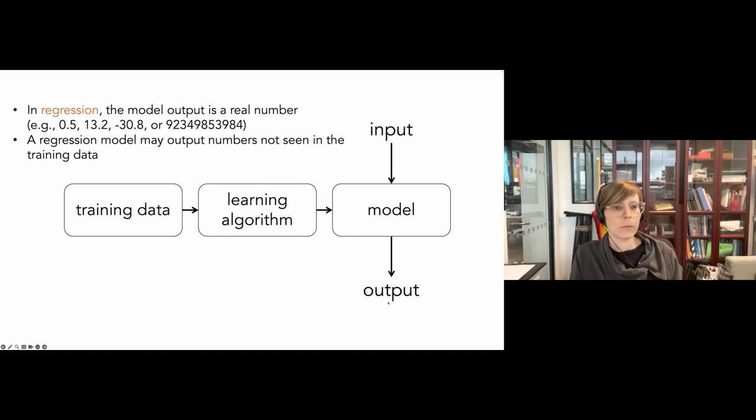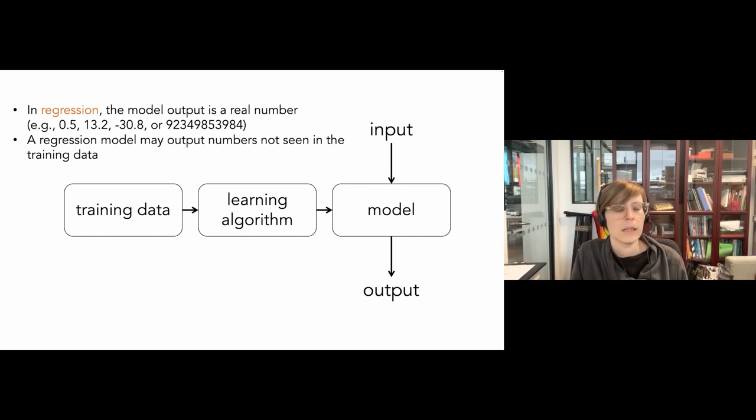Now, in regression, our model output isn't a label or category anymore. It's just a number. And all numbers might be totally valid, right? We might be able to output 0.5 or 13.2 or negative 30.8 or all sorts of other things. And a regression model is very capable of outputting numbers that it hasn't seen in the training data. Let me give you a non-musical example of this first.